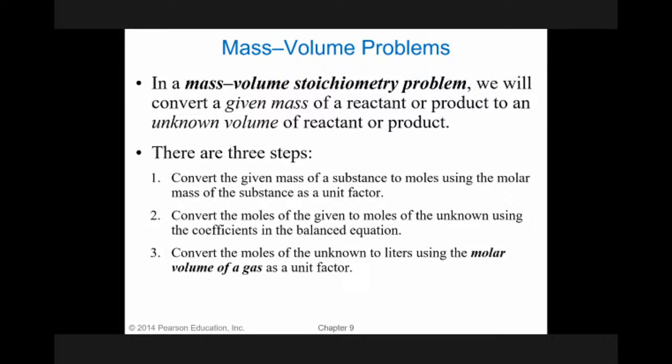In a mass-volume stoichiometry problem, we will convert a given mass of a reactant or product to an unknown volume of a reactant or product. Pay attention to that. Let's see how that happens.